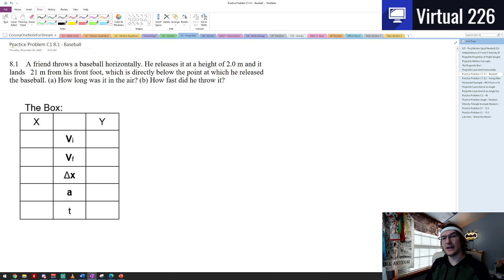Okay, so we're looking at a projectile motion problem here for Unit 5. This is the C1 problem, 8.1, dealing with baseball. What we have here is a friend throwing a baseball horizontally, okay? So it's perfectly flat. And he releases the ball at a height of 2 meters, and it lands 21 meters from his front foot, which is directly below the point at which he released the baseball. How long was the ball in the air, and how fast did he throw it?